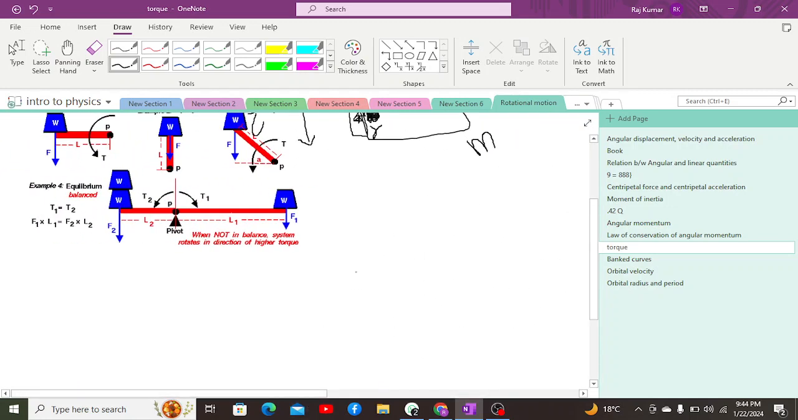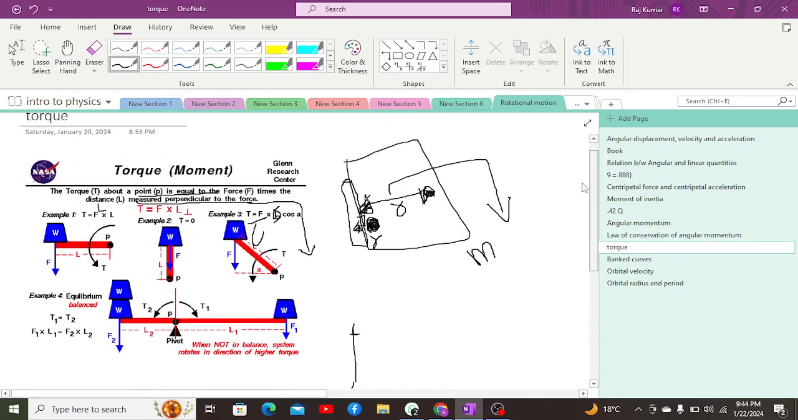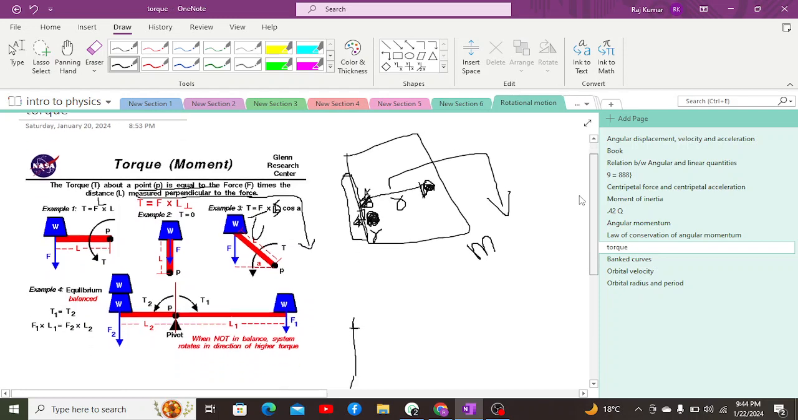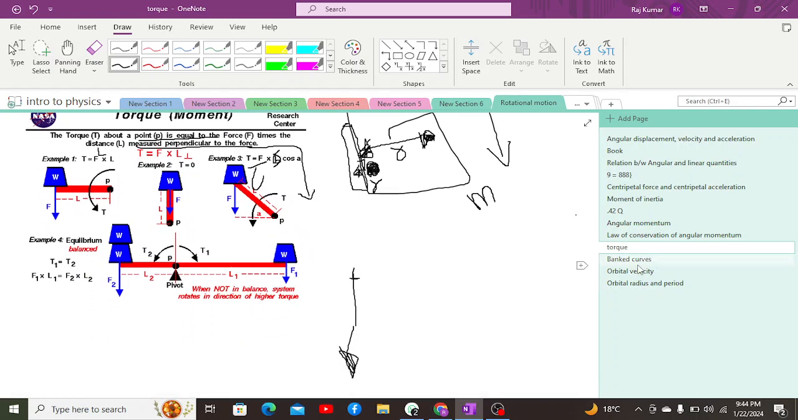And if the torque is acting at an angle of 270 degrees, then the torque considered would be negative. So this is a basic explanation.